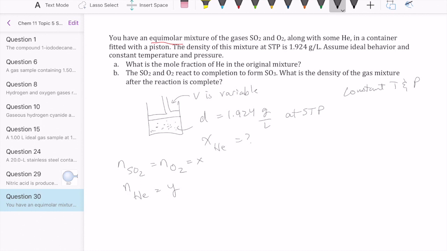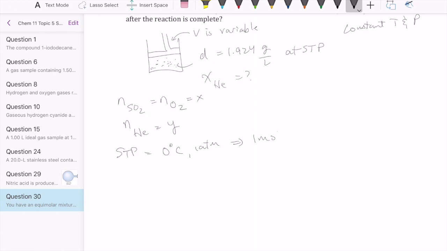Now, we have two different variables, X and Y, and so that means to solve for these variables, we're going to need two equations. Our piece of information is the density, but we also have another piece of information, which is STP. So let's use both of those to help us set up our equations. Let's take a look at STP first. STP means 1 mole of any gas is 22.4 liters in volume.